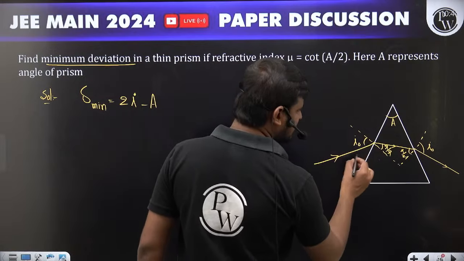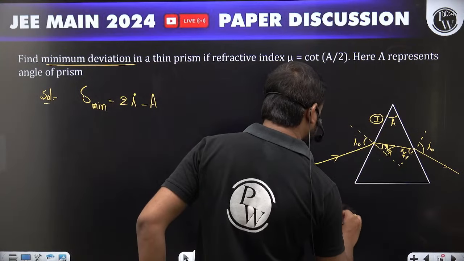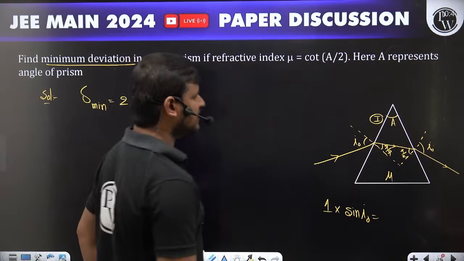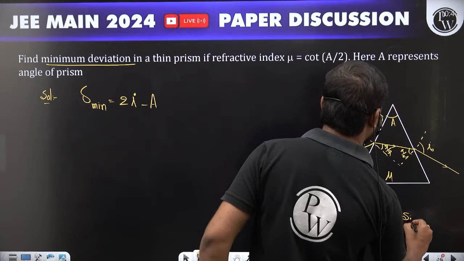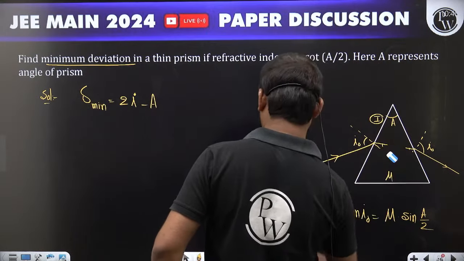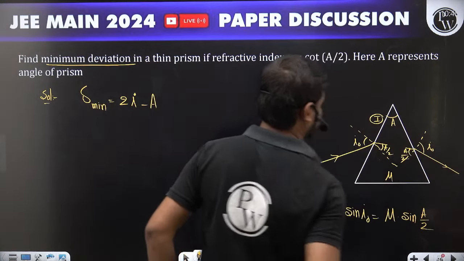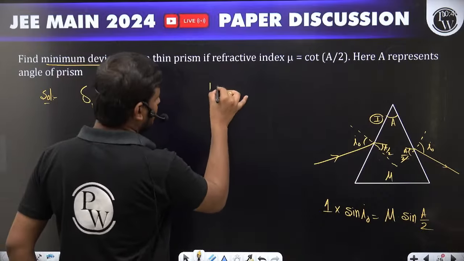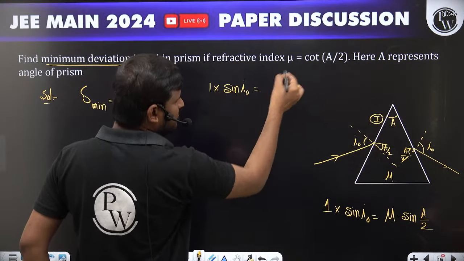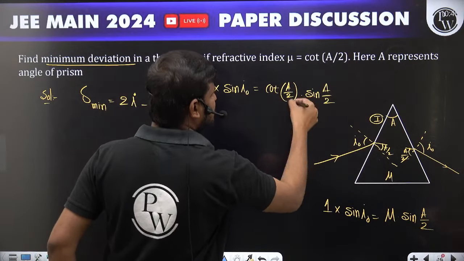Then apply Snell's law at this interface. Let this one be interface 1. Now apply Snell's law at this place. 1 into sin I naught is equal to, let the refractive index of this one be mu, so mu into sin of A by 2, right? This one A by 2, this is A by 2 and this is A by 2. So from here I can say 1 into sin I naught is equal to mu. In place of mu, I can write cot of A by 2 into sin A by 2. The cot of A by 2 means cos A by 2 by sin A by 2.